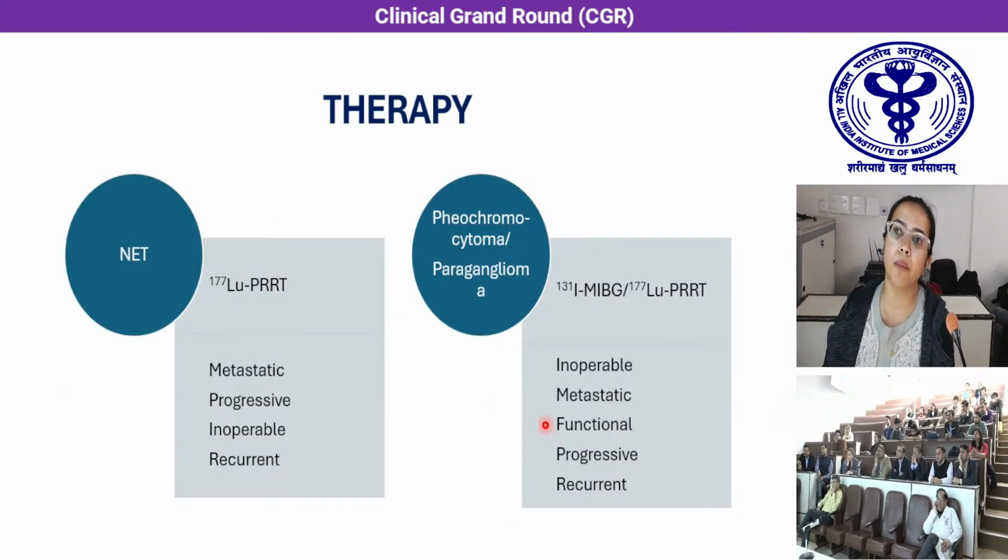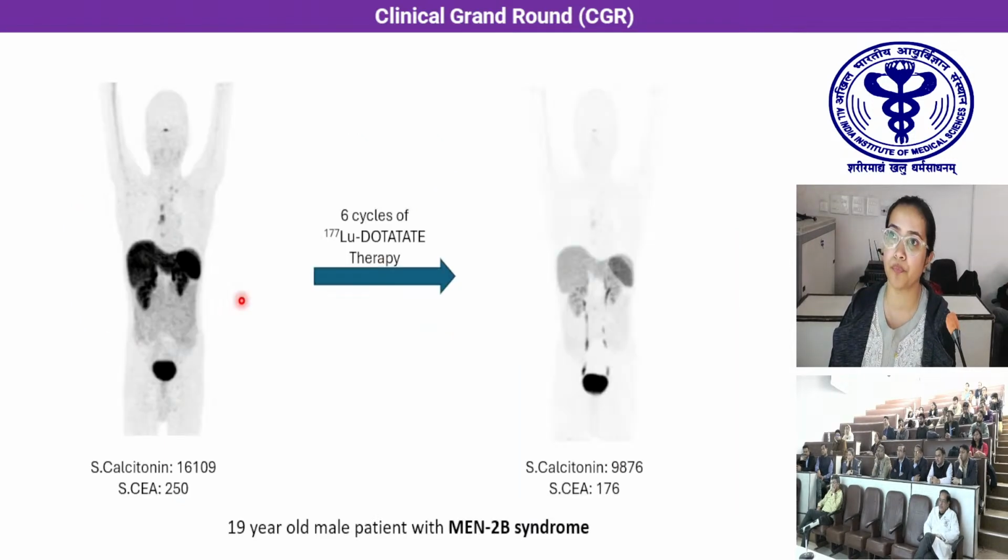So, a brief summary about the therapy. In neuroendocrine tumors, we give 177 lutetium PRRT therapy, and for pheochromocytoma, we give iodine 131 MIBG or 177 lutetium PRRT therapy in metastatic, inoperable, functional, progressive, or recurrent disease patients.